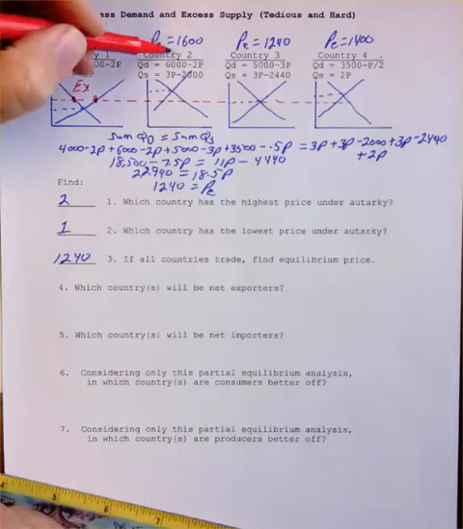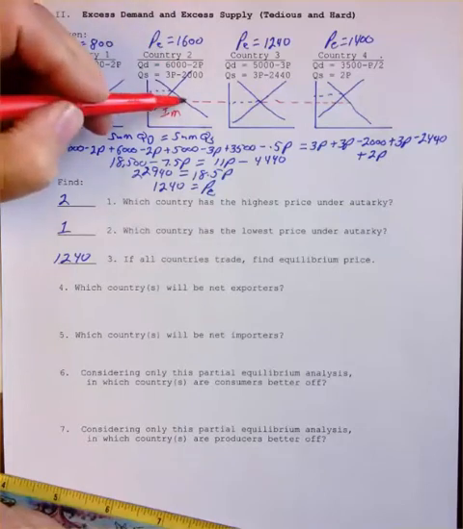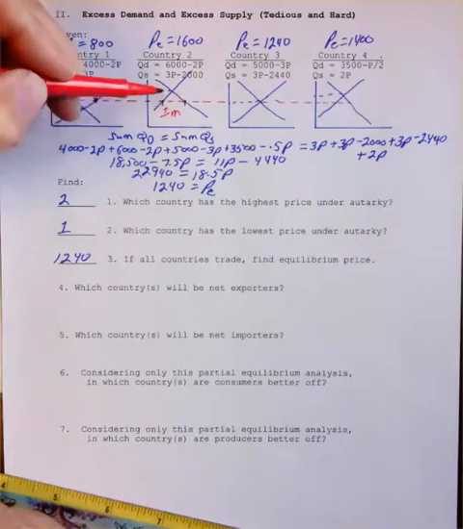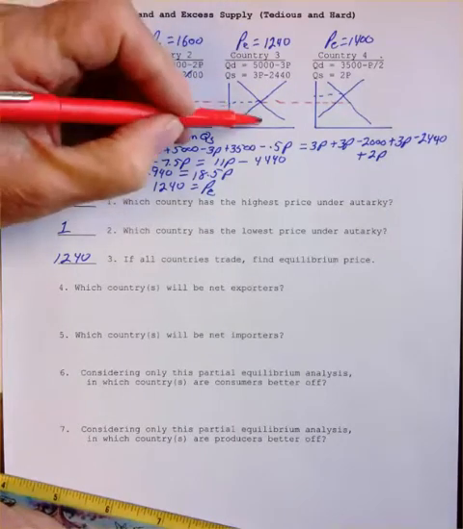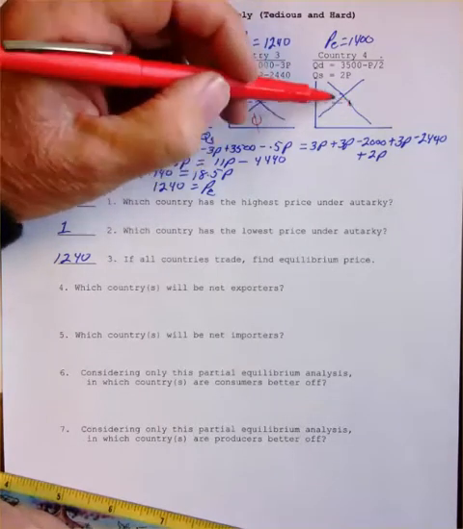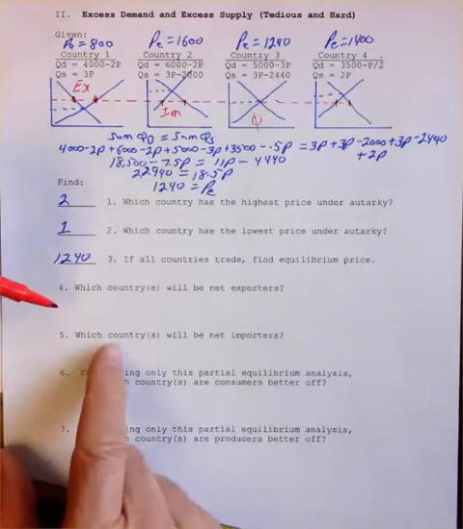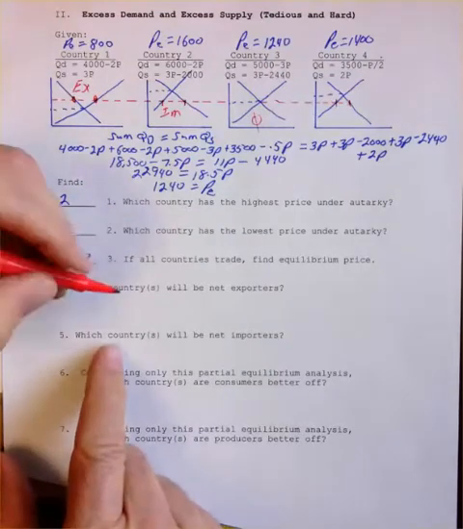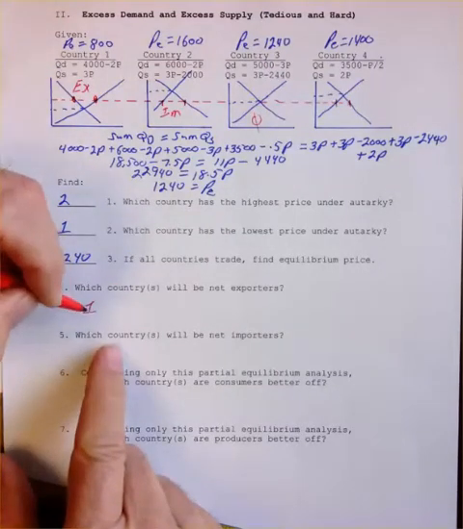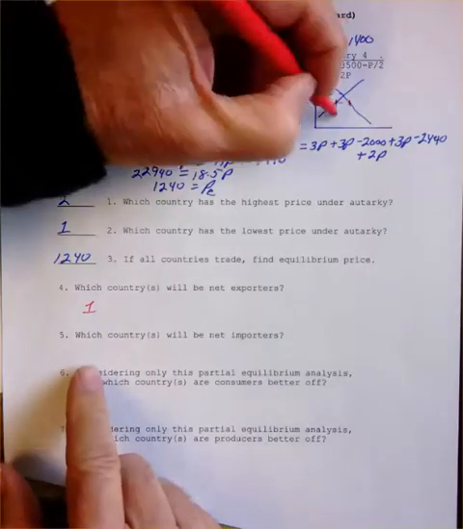Country number 2 is going to import. Can you see that? Because the quantity demanded is greater than the quantity supplied. Country number 3 is not going to do anything. And country number 4 is going to import because the quantity demanded is greater than the quantity supplied. So which country will be net exporters? Only country 1. Which country will be importers? Country 2 and country 4.